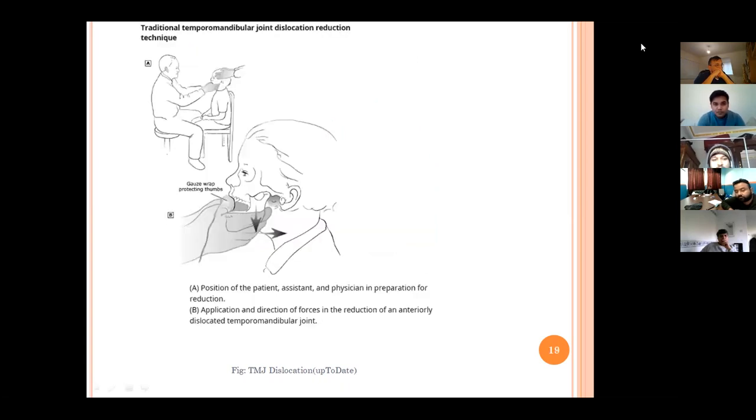Another technique is the traditional technique. In this technique, first the thumbs are wrapped with a gauze piece, and pressure is applied over the molar areas. The jaw is pressed downward and backwards. This is the traditional technique.